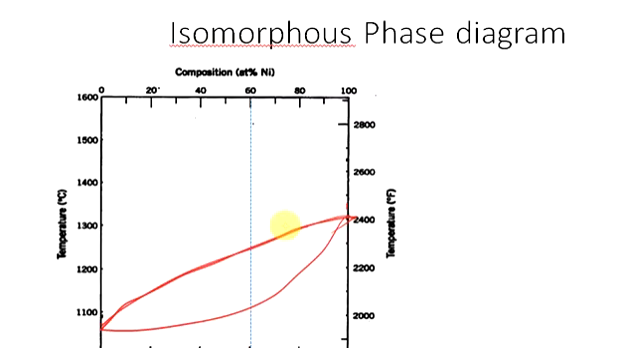So we draw a tie line, which is a horizontal line across this region, and it cuts the liquidus line at this point and the solidus line at this point. We can find out, at this particular temperature, what the composition of the liquid present is and what the composition of the solid present is. This one we have studied earlier. You may refresh that.